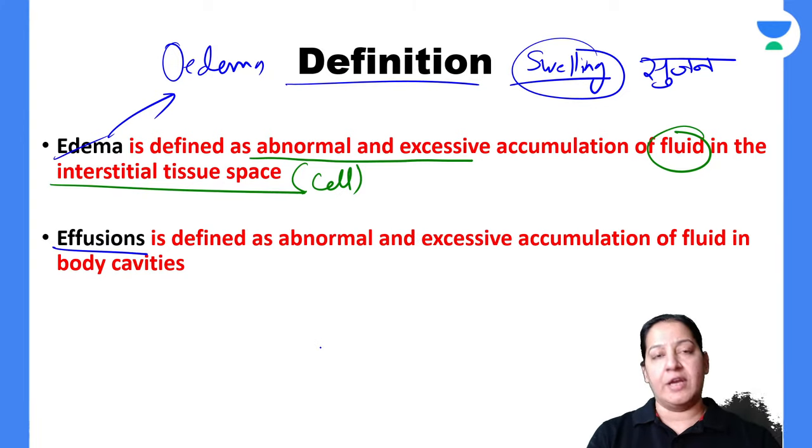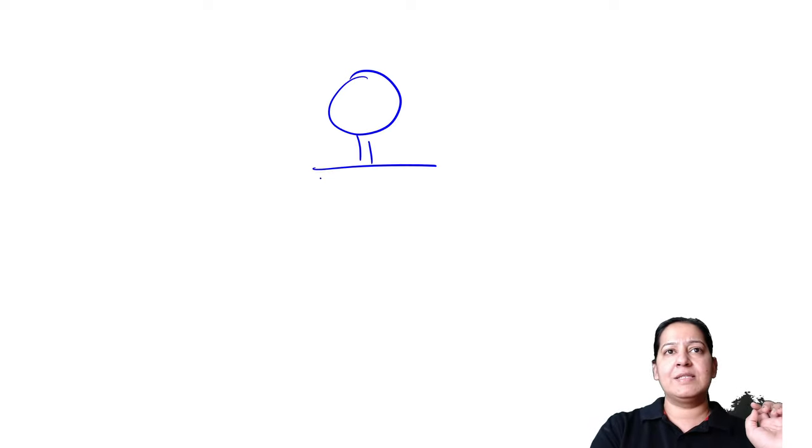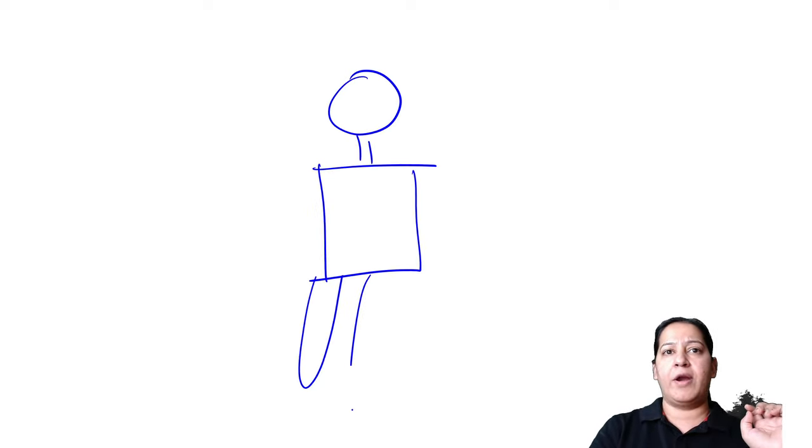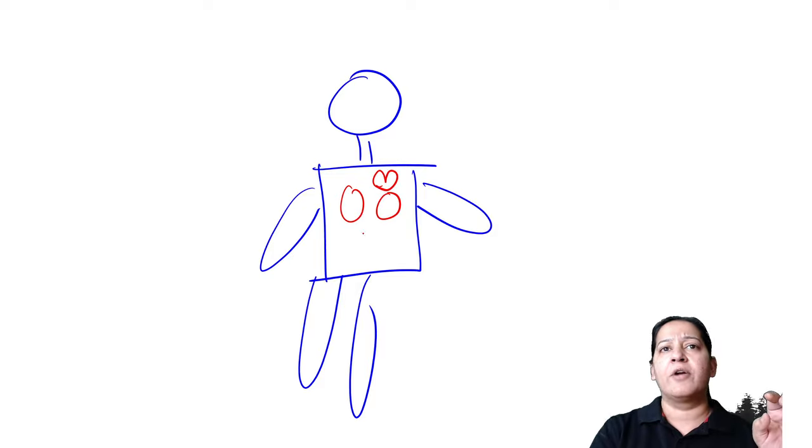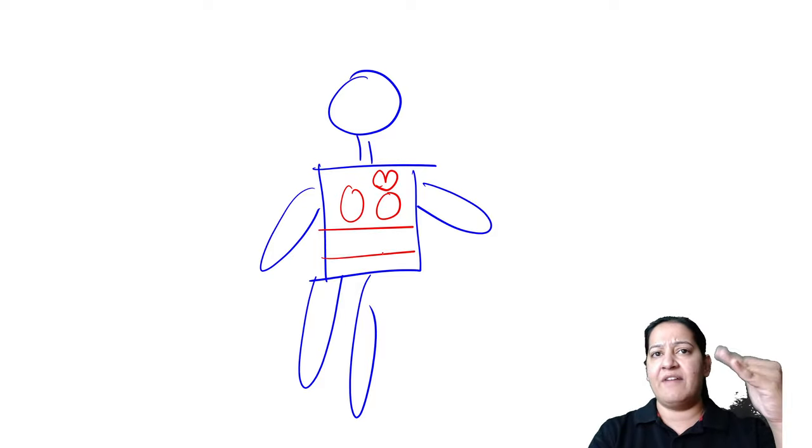What do you mean by effusion? The human body has multiple cavities. Let me draw a human body. So this is a human body. Can you see? In the human body, we have various cavities. Let me draw a few organs. Suppose these are the lungs. This is the heart, right? And this is the abdomen. This is the diaphragm, thoracic cavity, abdominal cavity, pelvic cavity.